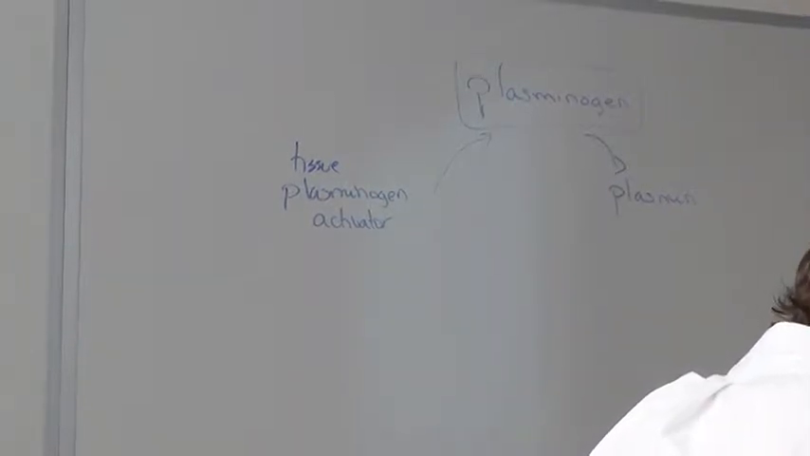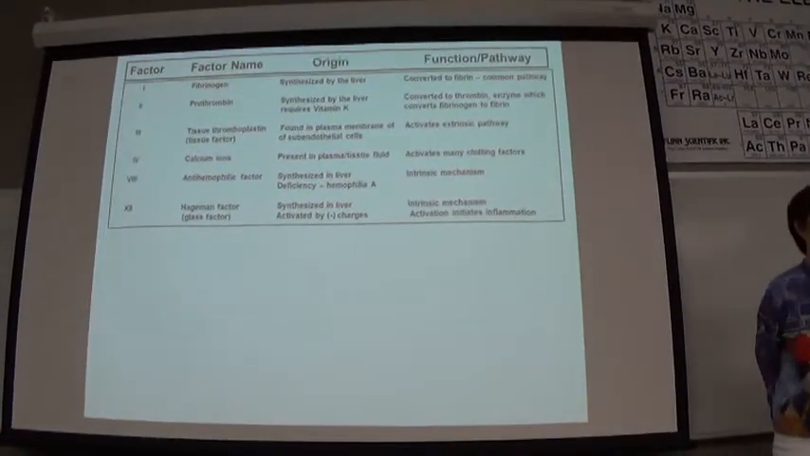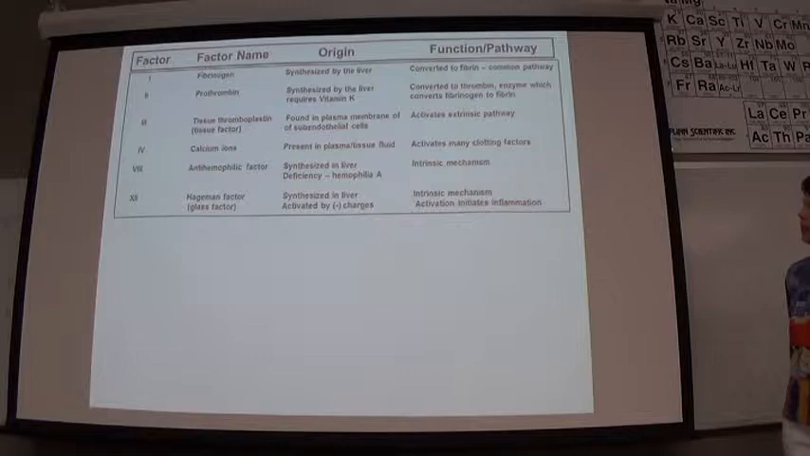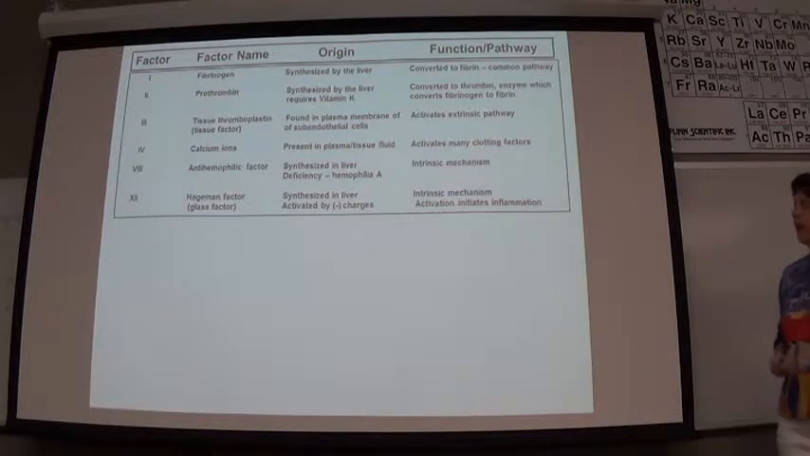So here are some of the molecules that you might recognize by other names. Fibrinogen and prothrombin all have factor names that we don't typically use. Even calcium ions do. So I'm not going to test you on these. This is just an information table in case you're reading.